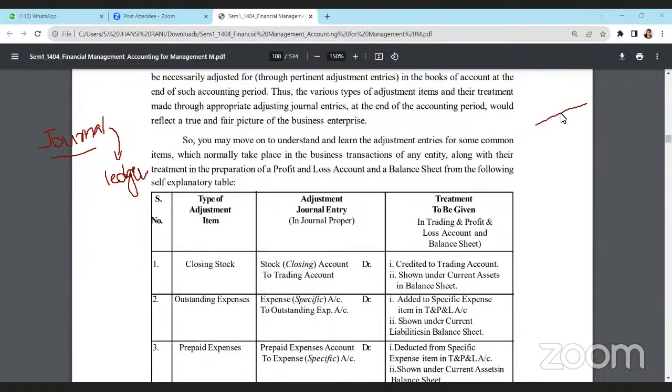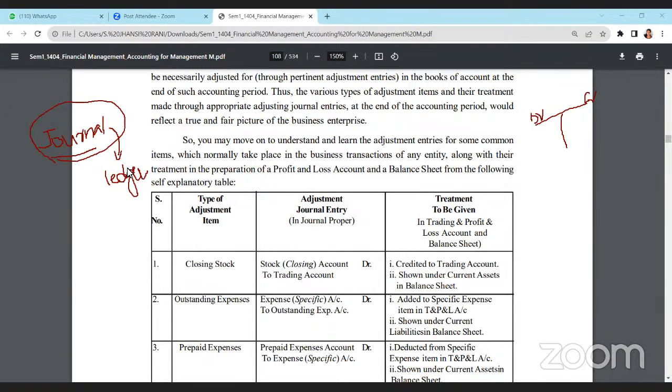Just now we discussed the profit and loss account. It will be just like that: credit will be there, debit will be there, with a date column, particulars, amount, and JF number. So whatever entry I have written in journal entries, I will prepare in each ledger account.